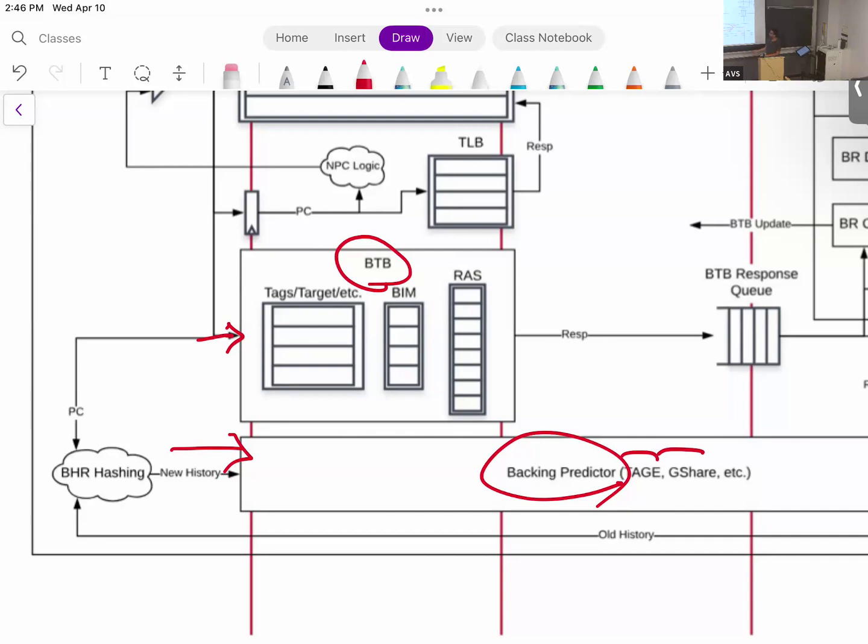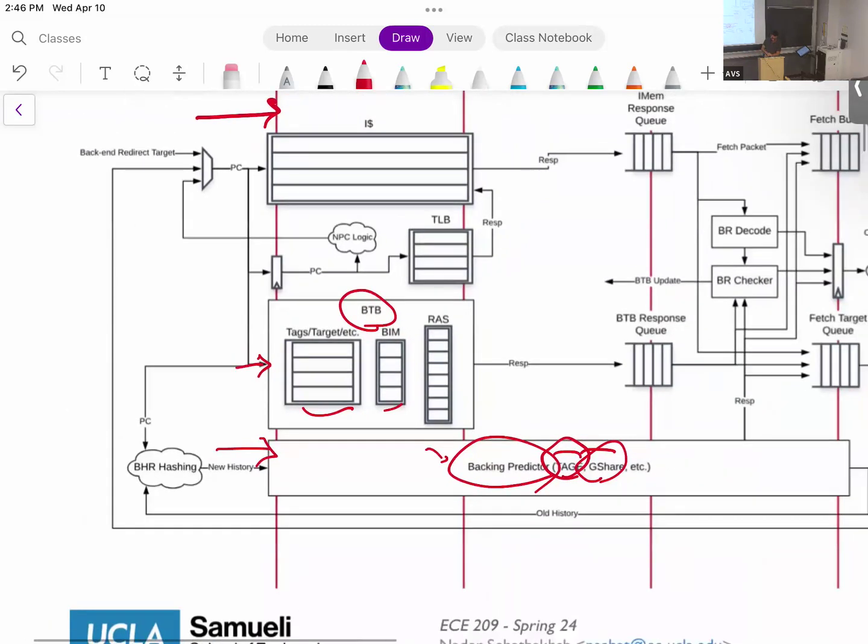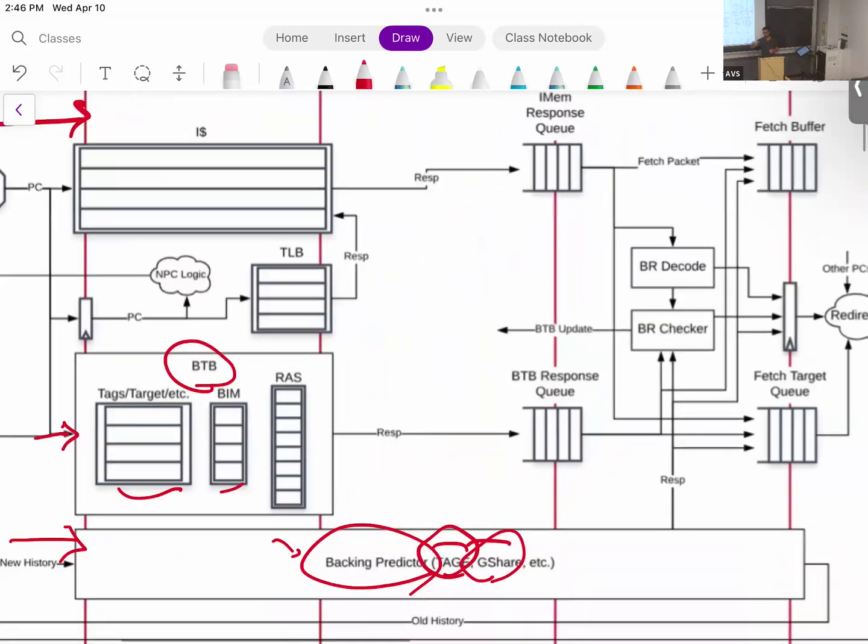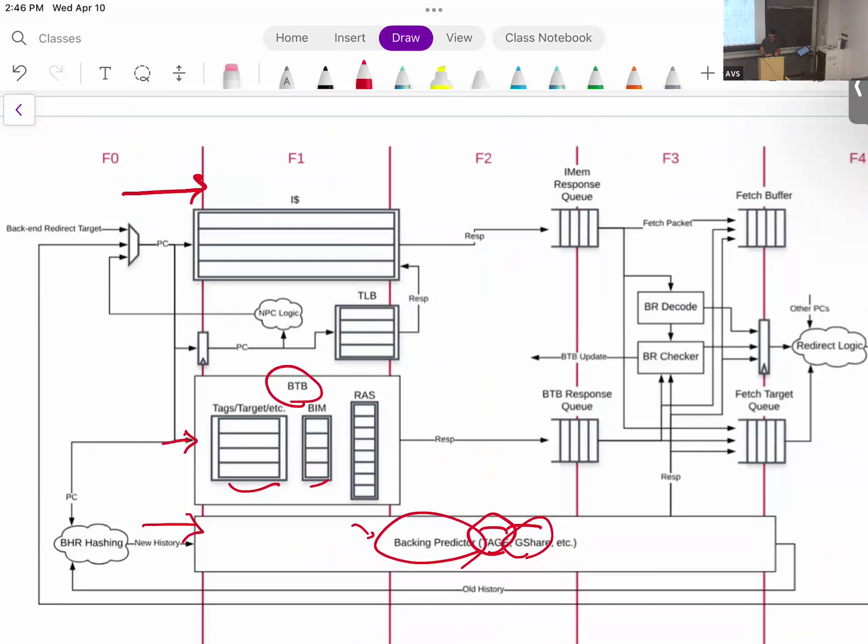So for the rest of this lecture, I'm going to talk about these 3-4 units: the targets, the bimodal table, the return stack table or RAS table, and then we're going to talk about the TAGE and the G-share branch predictors and some additional things along the way. The rest of the logic here is just for updating the branch predictor, which we already discussed. So let's actually get into the branch predictor.